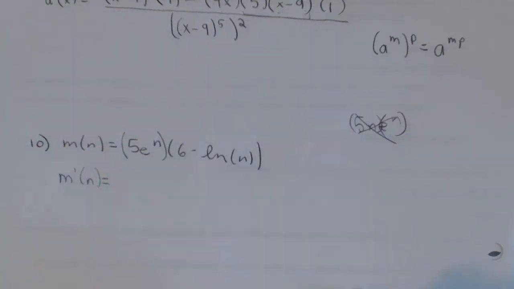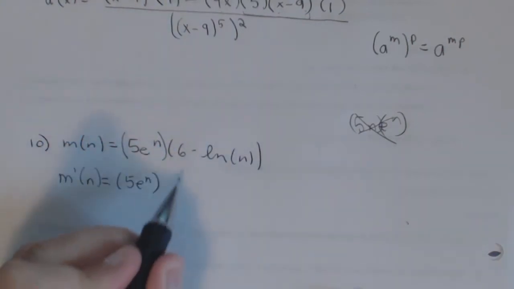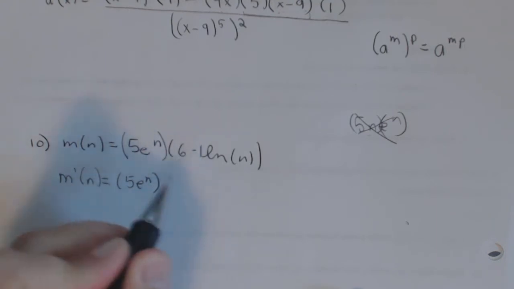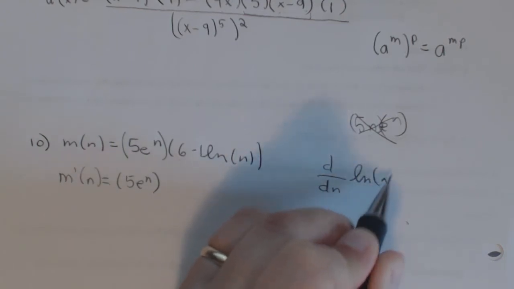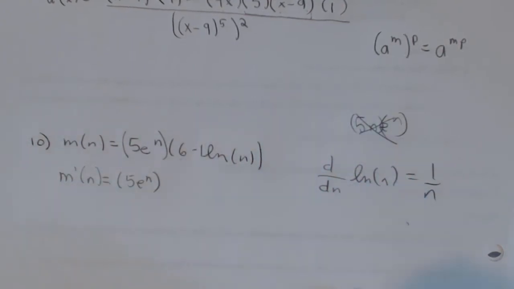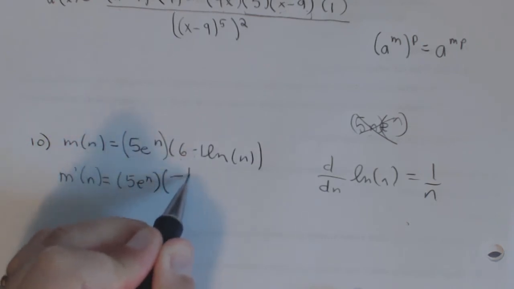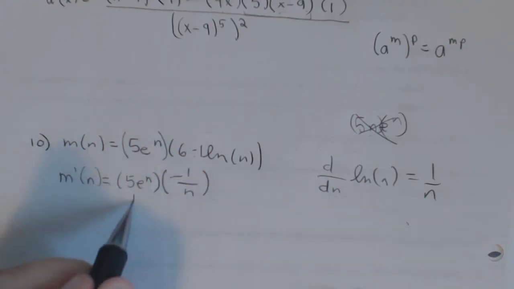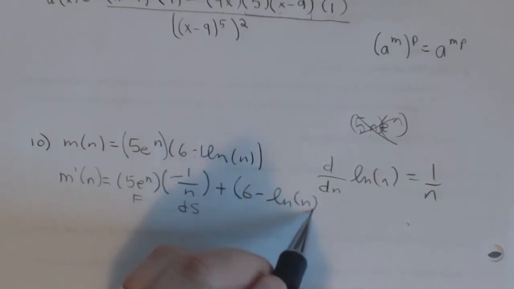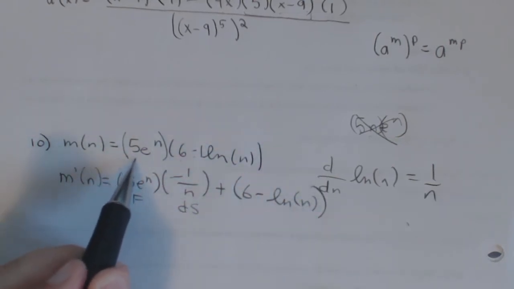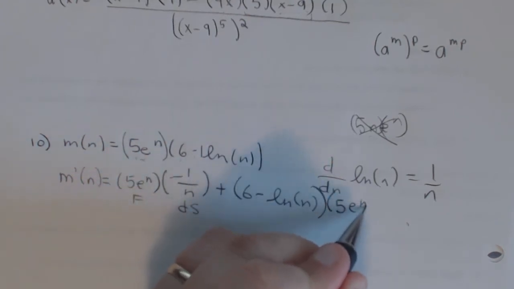And the product rule is the first, which is 5e to the n, times the derivative of the second. Now the derivative of 6 is 0, and there's a negative 1 here, and the derivative of the natural log of n is 1 over n. So 6 is gone, and you have negative 1 times 1 over n, which is negative 1 over n. So that's the first times the derivative of the second, plus the second times the derivative of the first. Well, the constant comes down, and the derivative of e to the n is e to the n.